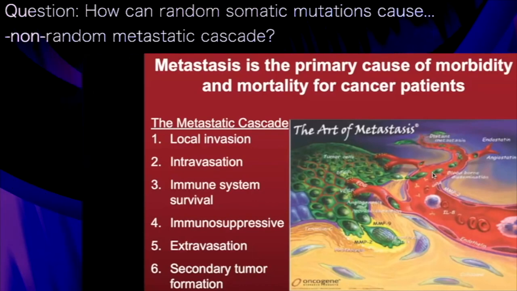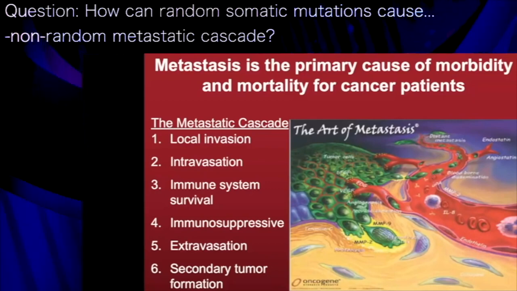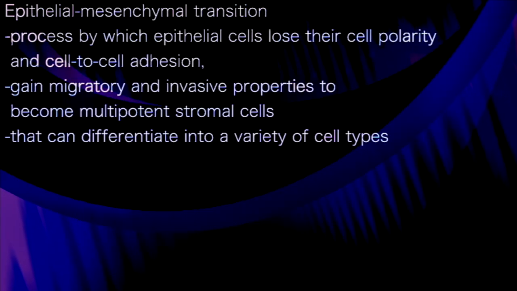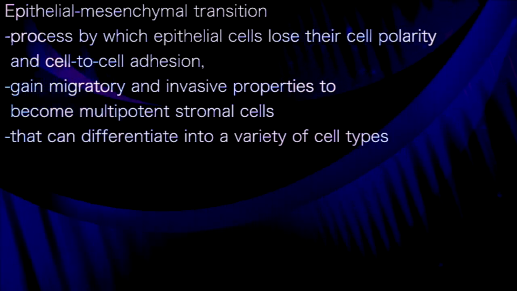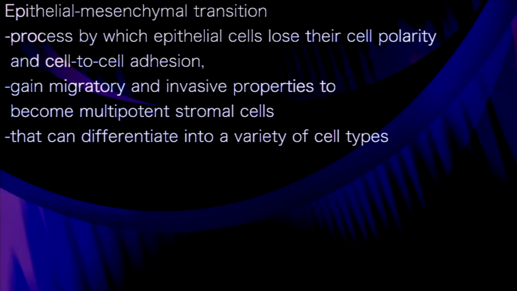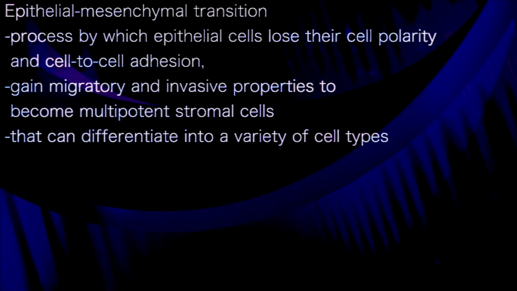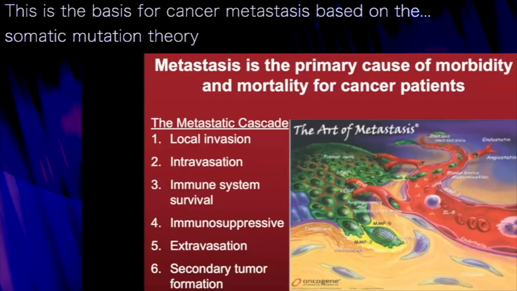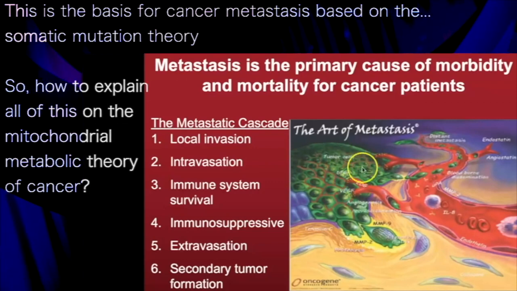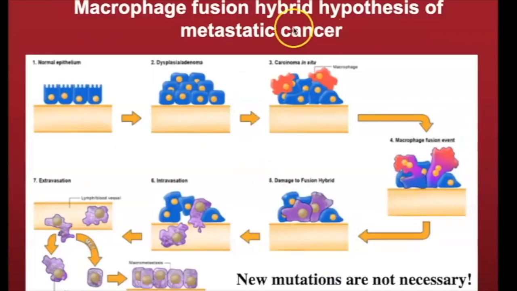So a question is, how can the accumulation of random somatic mutations cause a non-random metastatic cascade based on the epithelial mesenchymal transition, which I haven't talked about? Epithelial mesenchymal transition is the process by which epithelial cells lose their cell polarity and cell-to-cell adhesion. They gain migratory and invasive properties to become multipotent stromal cells that can differentiate into a variety of cell types. But this is the basis for cancer metastasis based on the somatic mutation theory. It makes no sense. So the question is, how do we explain all of this based on the mitochondrial metabolic theory of cancer? It is linked to the macrophage fusion hypothesis.